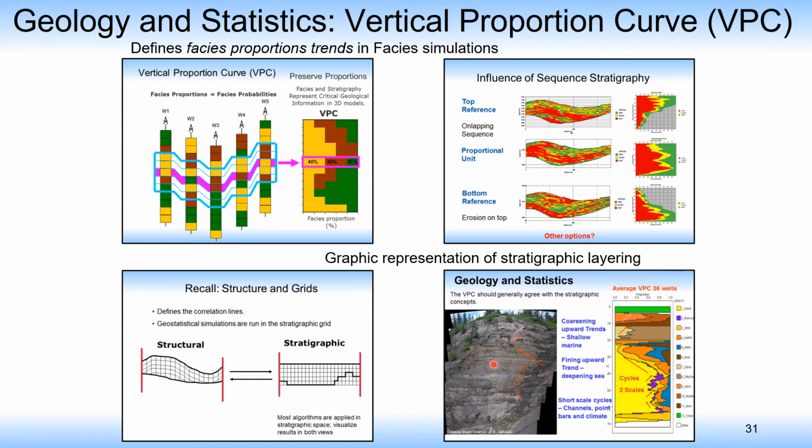So this is just matching a proportion curve to an analog outcrop, and it's showing very much that we have these channel sands with some cycles, meter scale cycles, for example, and then a general fining upward pattern. And at the top, we have actually a coarsening upward in some shallow marine sediments. So this is very much a geological tool and a geostatistical constraint.